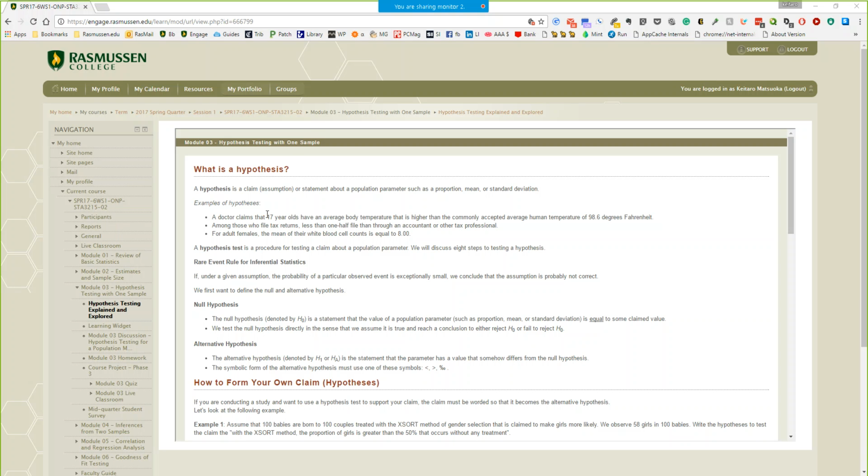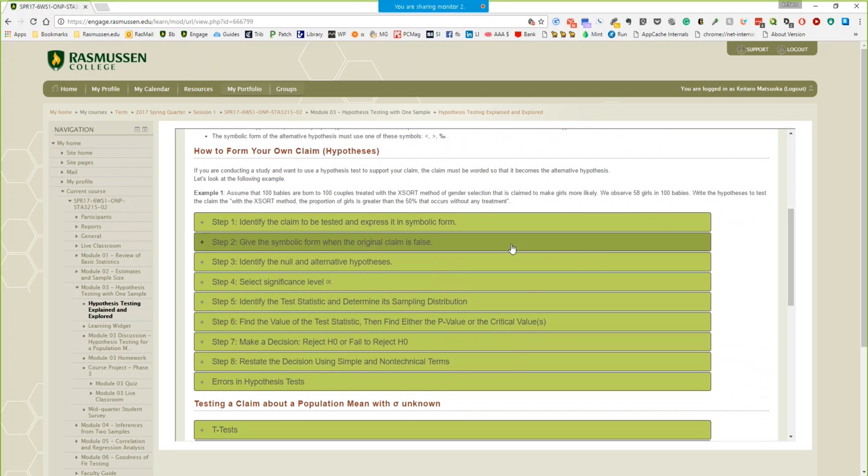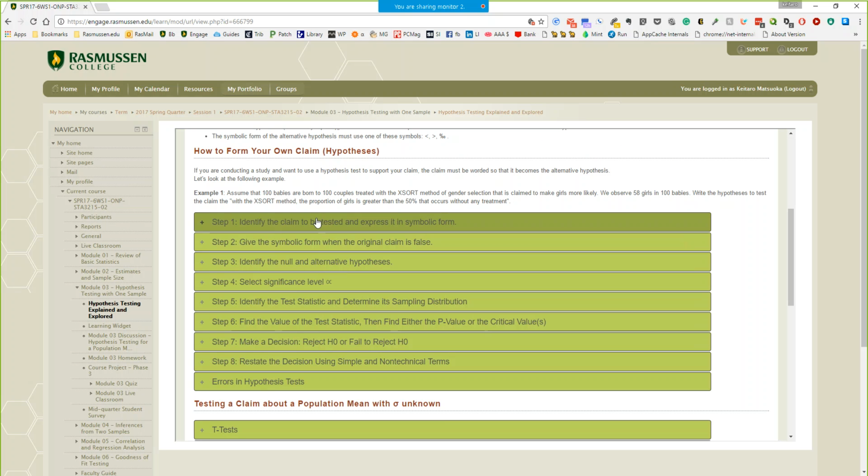The key word here is that the statement says something about a claim. So if you see the word claim, or test a claim, or something like that, you're doing hypothesis testing, which is the procedure for testing a claim about the population parameter. There are 8 steps to testing a hypothesis, which is outlined in your lecture notes. We'll cover all these steps in sequence.